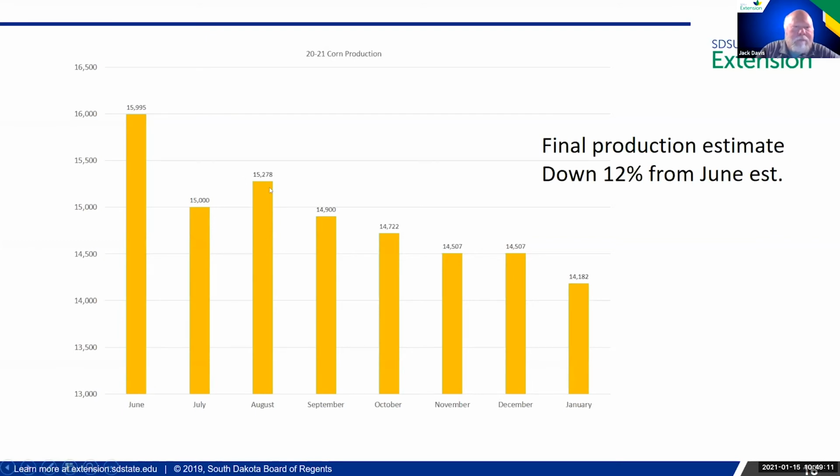It went down in July, popped back up in August, probably got some rains, probably before those big storms hit Iowa, and also then before it turned dry. But we can see as our final, we're down 12% from June.